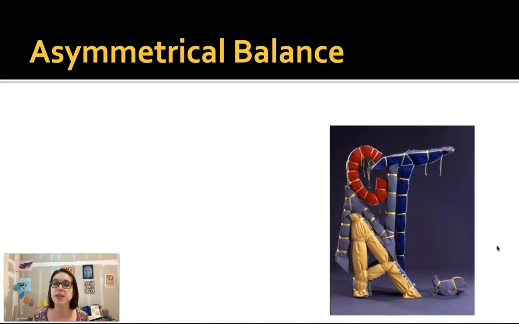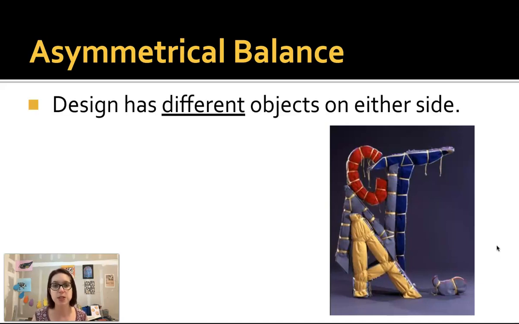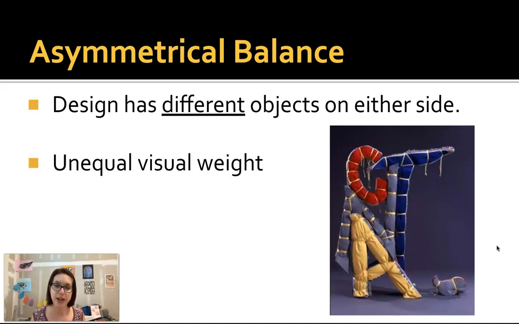The other type of balance is asymmetrical balance. This is when the design has different objects on either side. There's unequal visual weight. So in this example here, yes, there is something on both sides of the artwork, but there is more on this side.